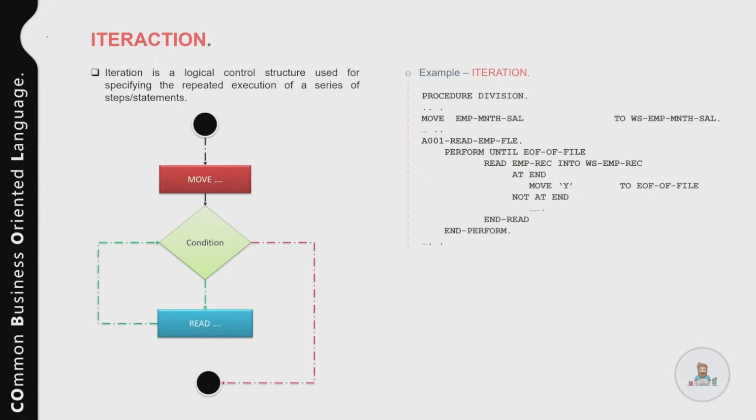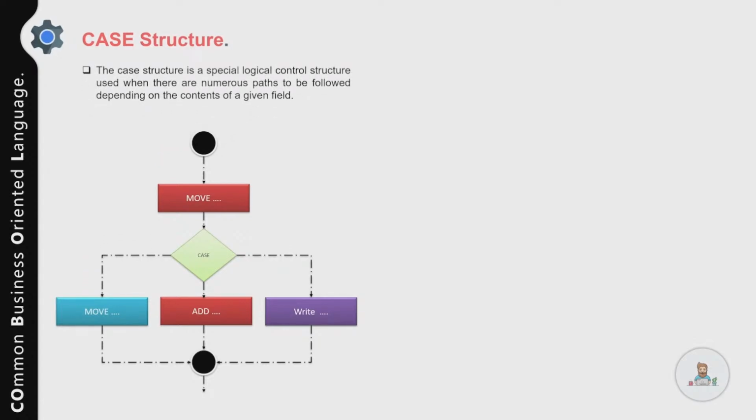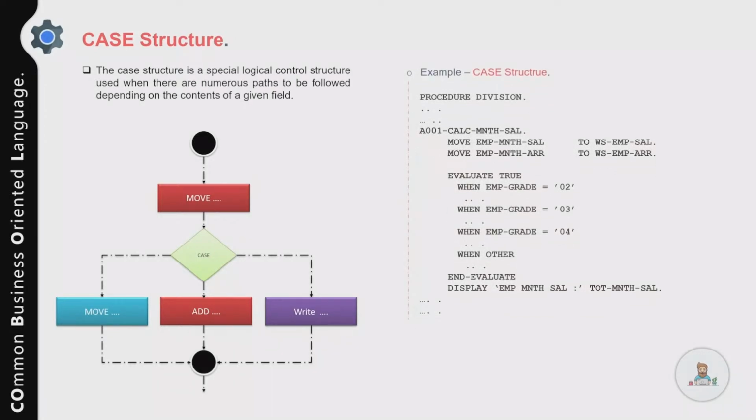Now let's talk about our last logical control structure, that is the case structure. The case structure is a special logical control structure, and it is used when there are multiple paths to be followed depending on the content of a field or a variable. In the following diagram, the first move statement will be executed because there is no specific condition specified on it. After that, you have a condition, and based on that condition, these 3 statements will be executed. And remember, all 3 will not be executed, only one of the statements will be executed. But that execution will depend on the content or the value of a given field.